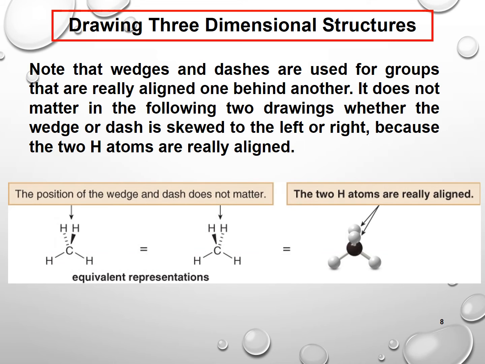Okay, note that wedge and dash are used for groups that are really aligned one behind another. It doesn't matter in the following 2 drawings whether the wedge or dash is skew or left or right, because the 2 H atoms are really aligned. So dia tak kisah sama ada dash sebelah sini, sebelah sini wedge, ataupun sebaliknya, sini wedge, sini dash. Okay, it doesn't matter.